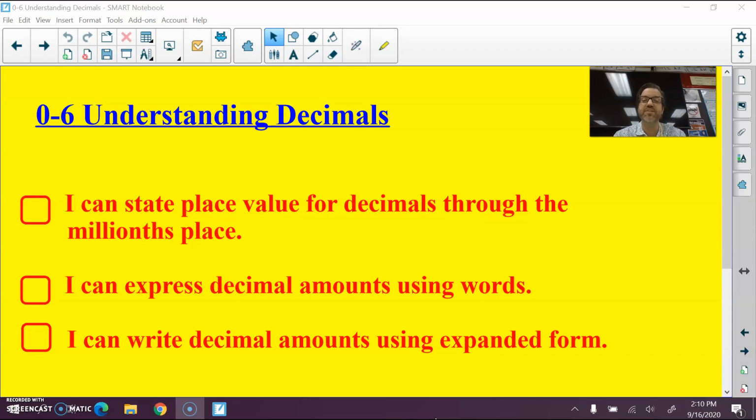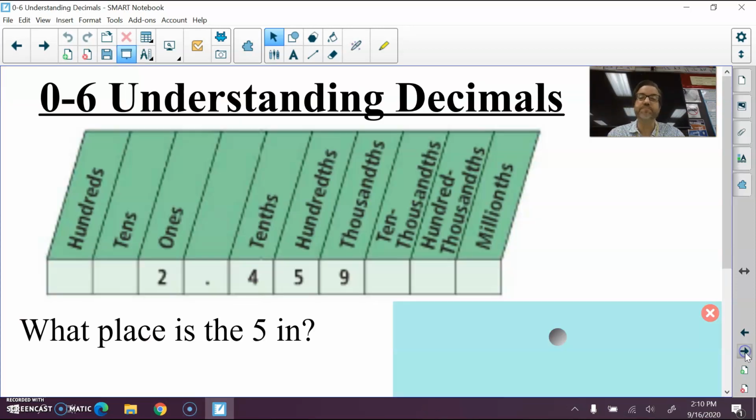But through the millionths place, I can express decimal amounts using words, and I can write decimal amounts using what's called expanded form. You may have never heard of that before, expanded form, but we'll talk about that today as well. All right. So first of all, decimals.